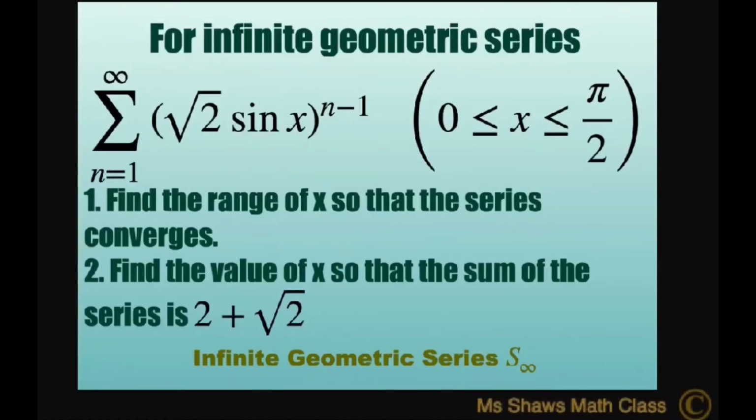For an infinite geometric series from n equals 1 to infinity of square root of 2 sine of x to the power of n minus 1, we're going to answer these two questions. Find the range of x so that the series converges, and find the value of x so that the sum of the series is 2 plus square root of 2.